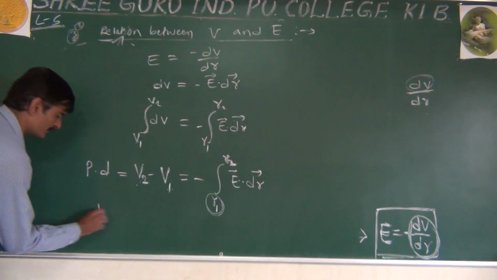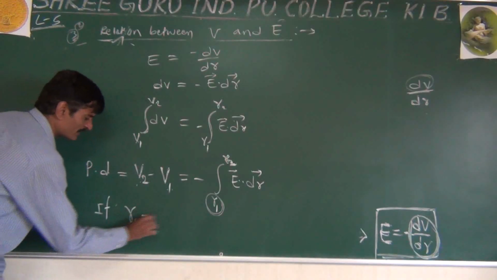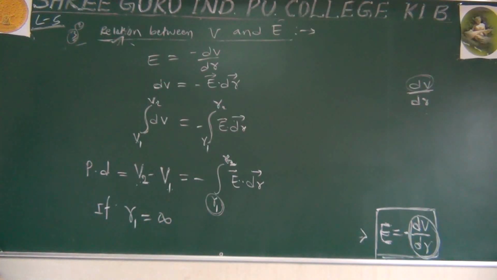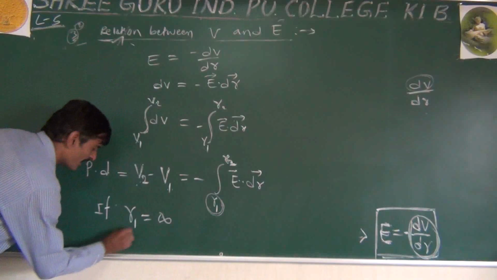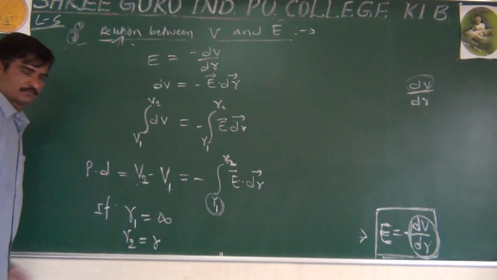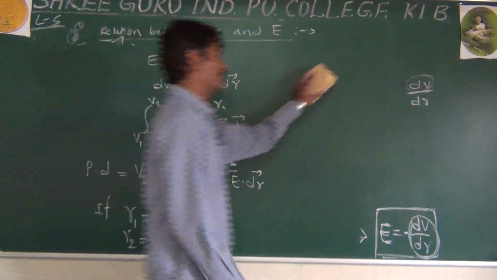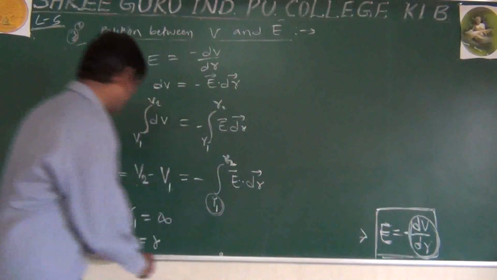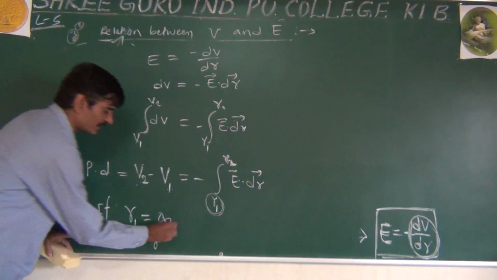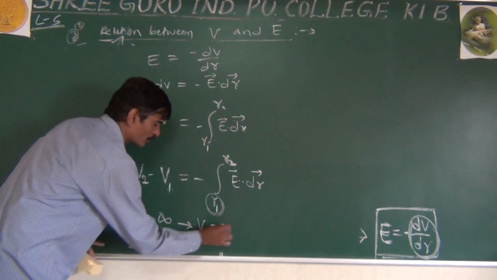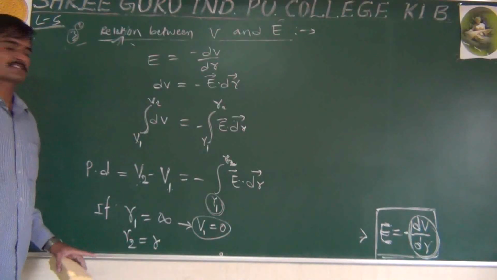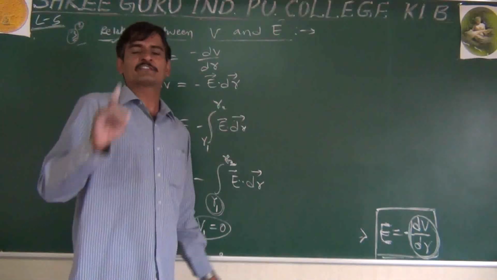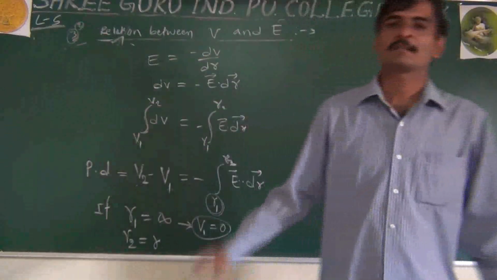Or if we take R1 at infinity, and R2 at a distance R, then R1 is infinity. If R1 is at infinity, then V1 will be equal to 0, because at infinite distance, all these things I have told in the first class only.